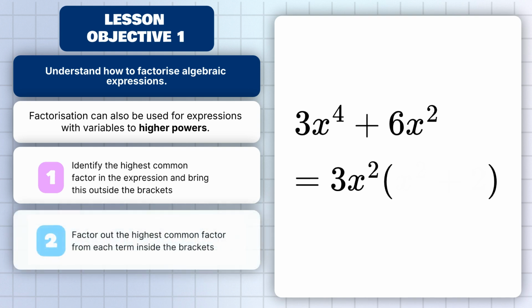For the first term, we take 3 out and reduce the power of x from 4 to 2, resulting in x squared. For the second term, 3x squared can easily be factored out, so we just need to write 2 inside the brackets. The expression therefore becomes 3x squared brackets x squared plus 2.